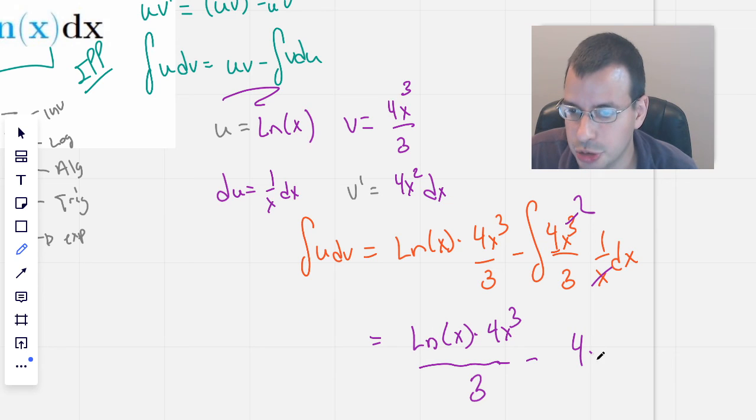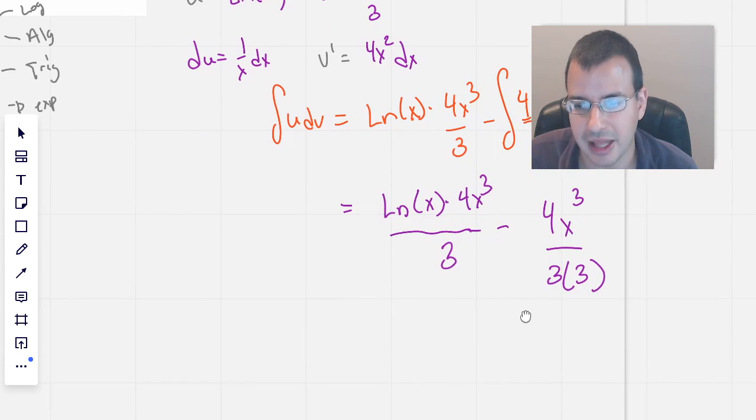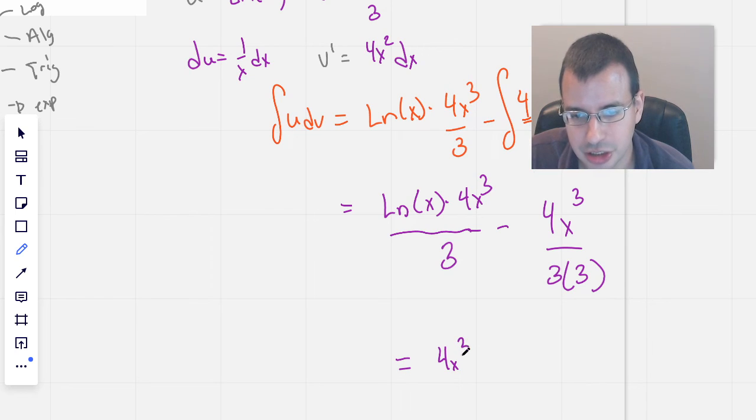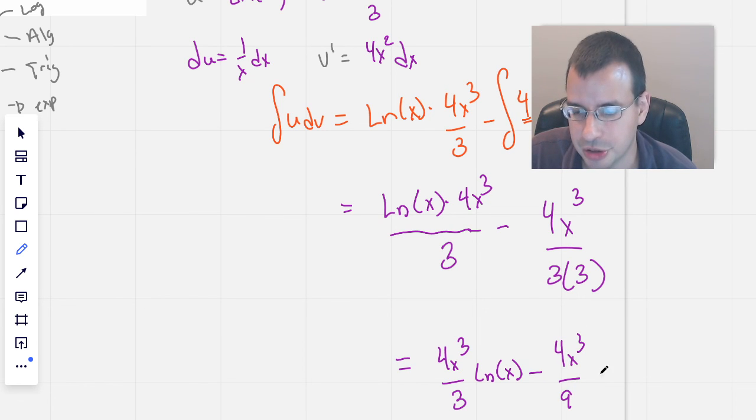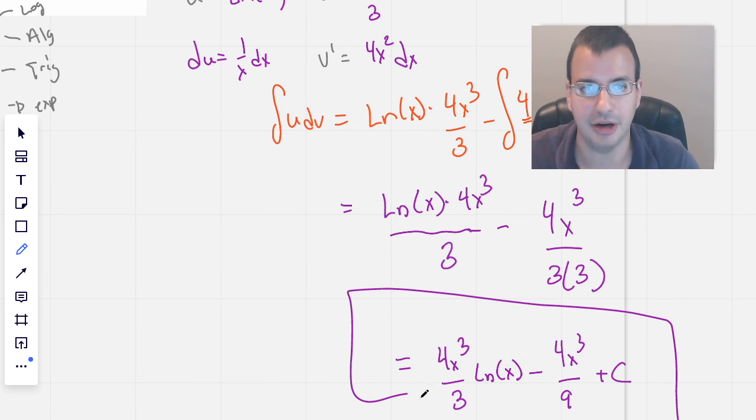So we have 4x squared, which becomes 4x cubed divided by 3. We'll put in another 3 for that 3 there. And then I'll rewrite this one more time. So we have 4x cubed over 3 times natural log of x minus 4x cubed, we could factor it out, I'm not going to, over 9, plus a constant C. And that'll be our answer.